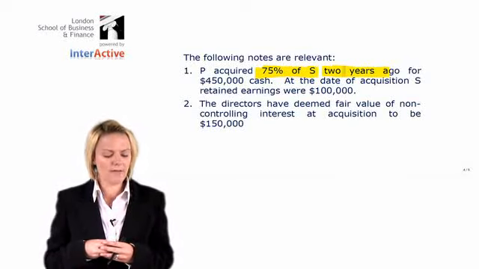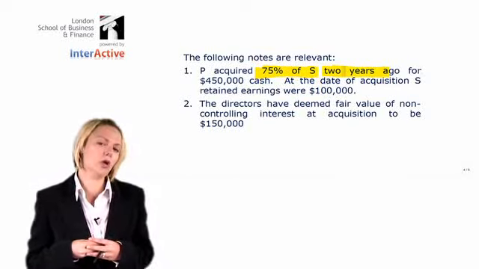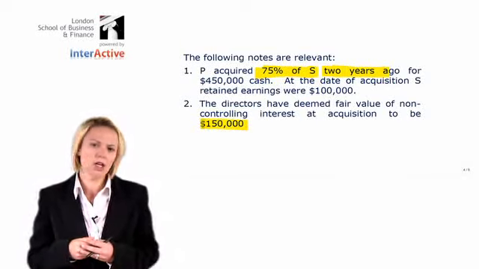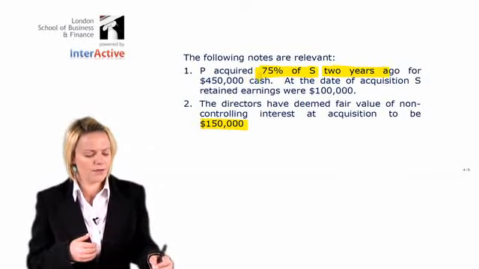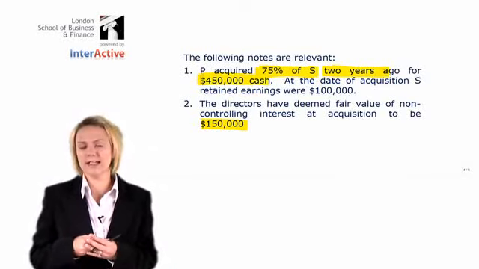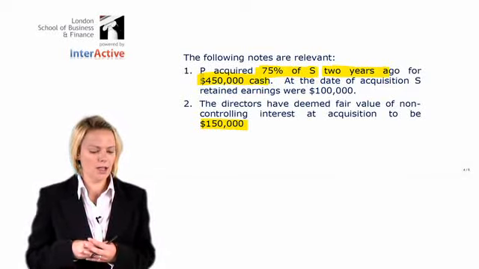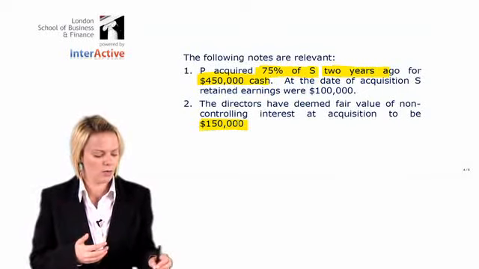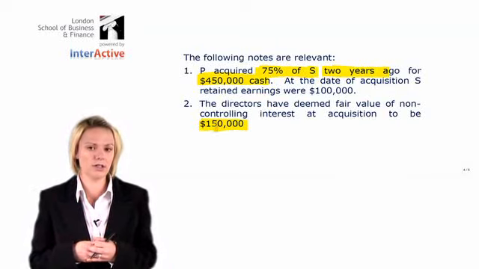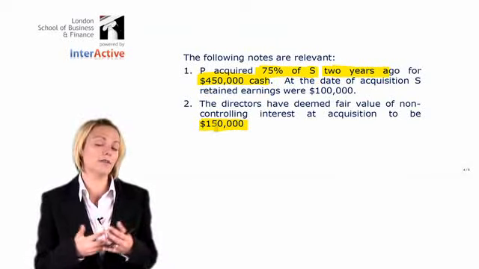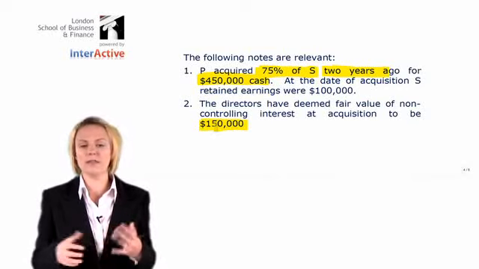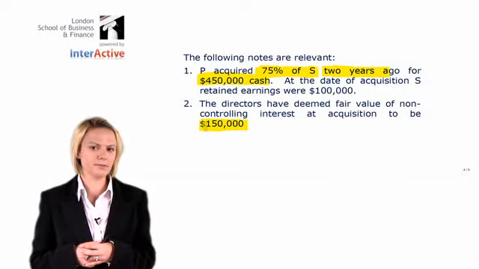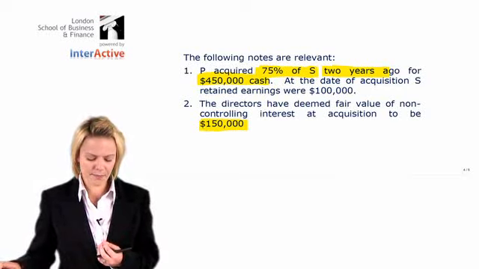Note 2. The directors have deemed the fair value of the non-controlling interest at acquisition to be $150,000. So what we mean by that is the value of 75% of the subsidiary is $450,000. The value of the other 25% at the time that we acquired the subsidiary was $150,000. So the non-controlling interest would own the other 25% of the subsidiary, and the value of their 25% is deemed to be $150,000. So let's have a look at the requirement then.